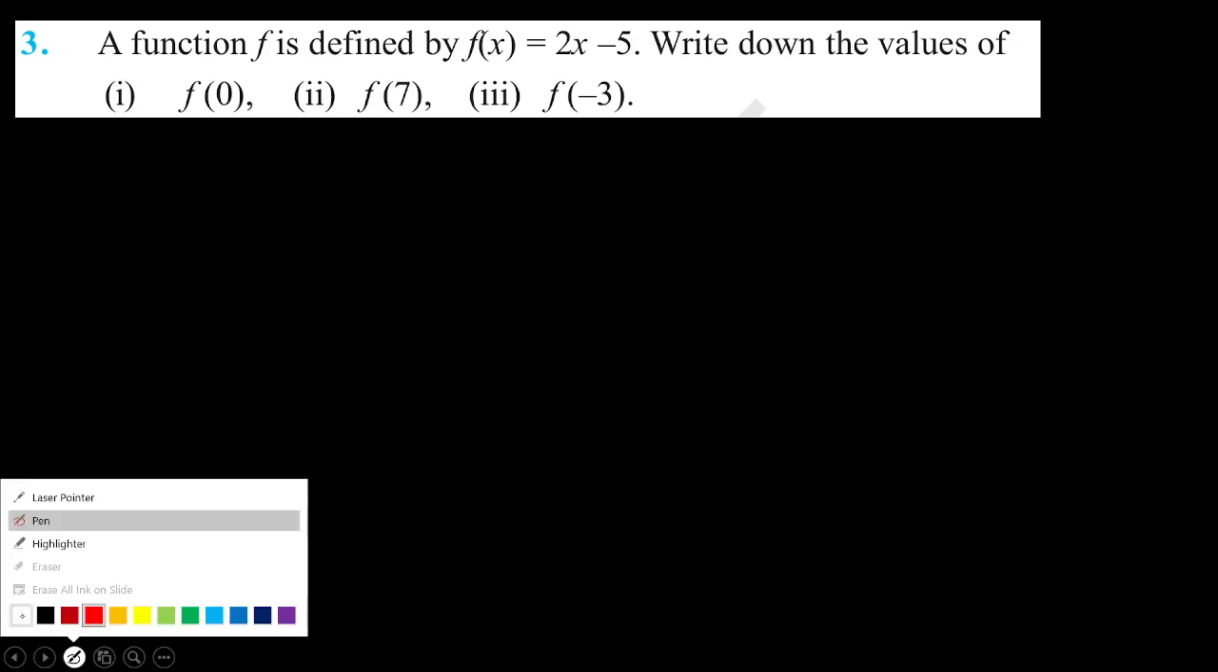So all of you please listen. It's a very simple question. You need not know anything about function. Let me discuss. Here it is given that f of x equal to 2x minus 5.